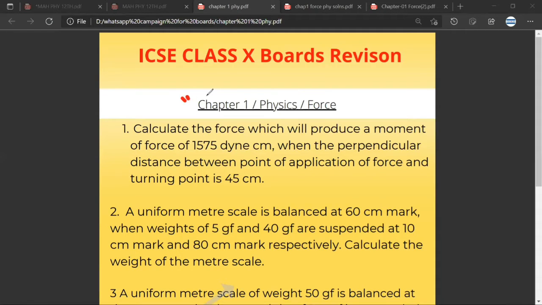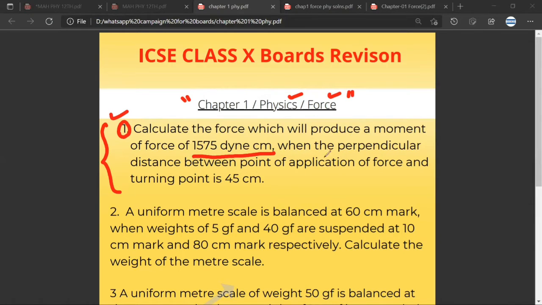ठीक है Mr. Simang, chapter 1 physics force. First question, बोलिए. Produce a moment of force of 1575 dyne centimeter when the perpendicular distance between the point of application of force and turning point is 45 centimeter. Okay, कैसे करेंगे? Force 0, 45 dyne centimeter.